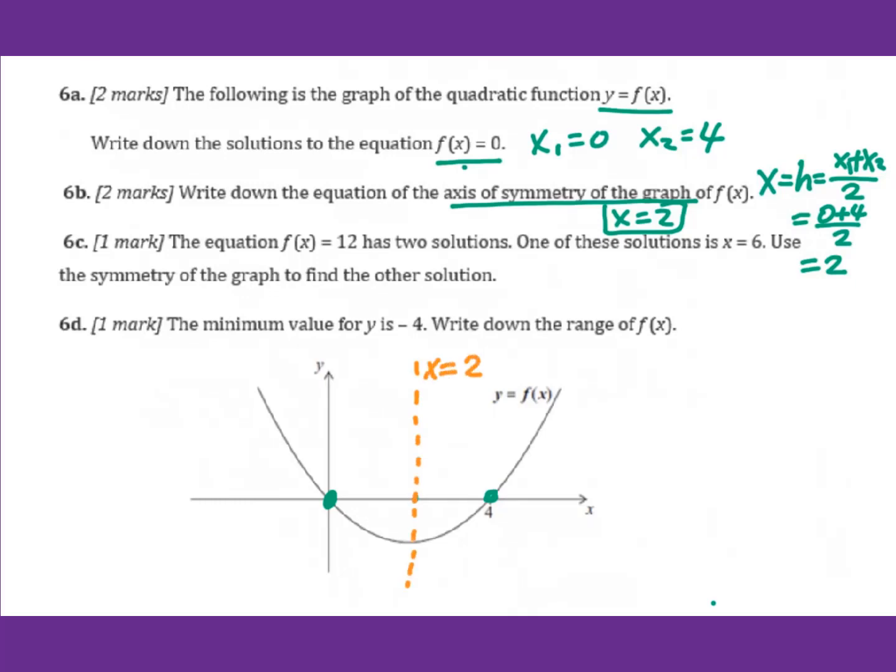X equals 2. For 6c, the equation f of x equals 12 has two solutions. One of these solutions is x equals 6. Use the symmetry of the graph to find the other solution. I will draw y equals 12. Assume this is y equals 12. Then here, intersect, it will be x equals 6. Another solution will be here. It will be the same distance.